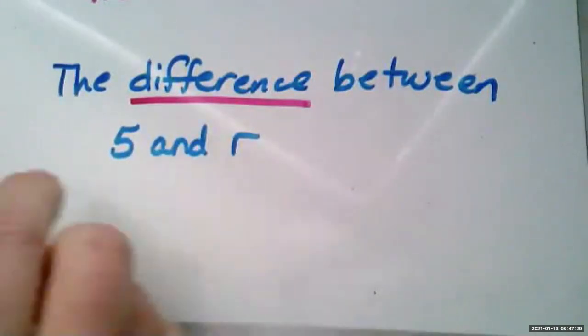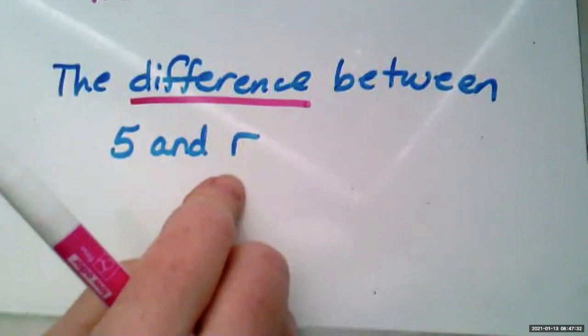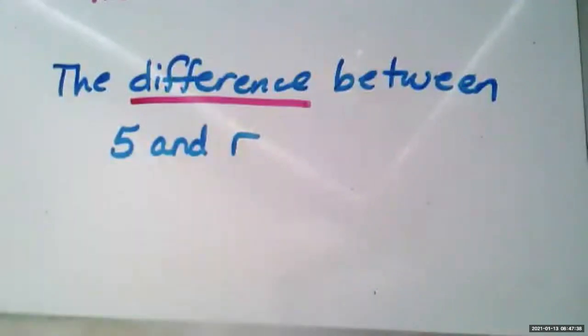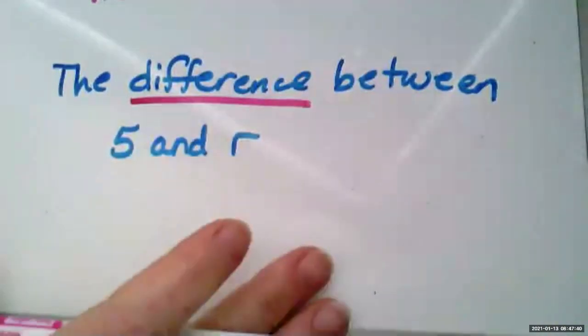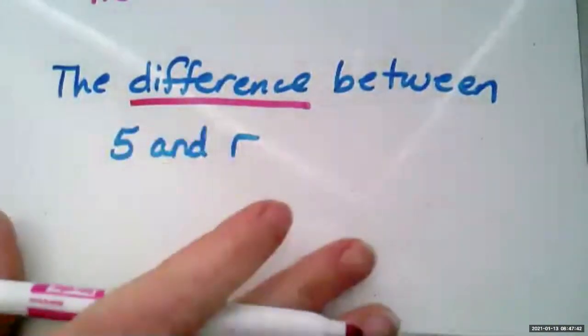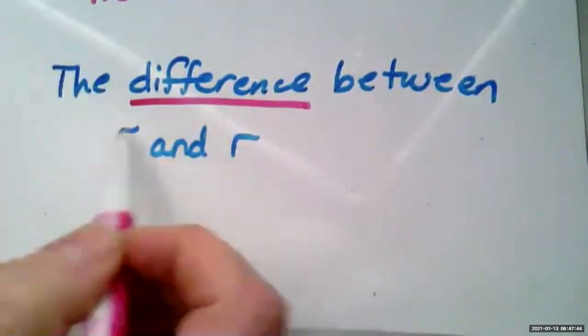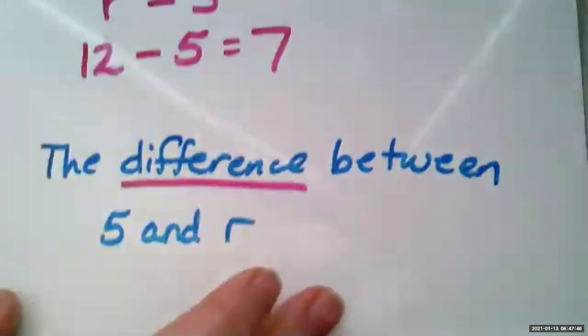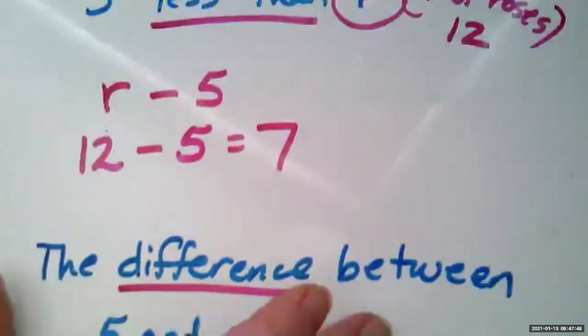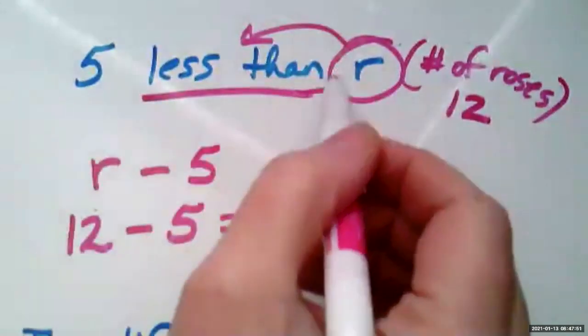Say if I have 5 roses and you have 13 roses, what's the difference? Then I would take 13 minus 5. Whatever the bigger number is minus the smaller number. But in this case, you could just say whatever 5 minus R is. But less than, this one's a tricky one.